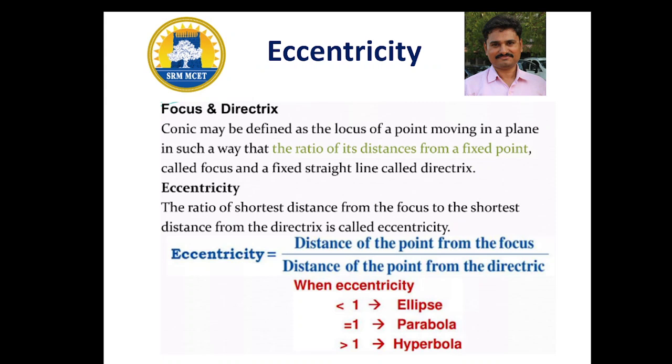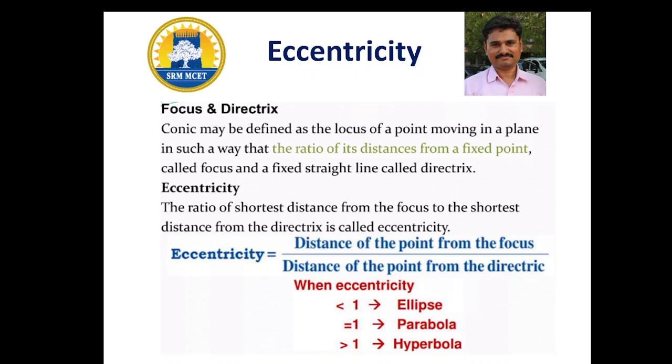So what is eccentricity? Eccentricity is the ratio between the distance of a moving point from the focus and the distance of the moving point from the directrix. If the ratio is less than 1, then we get an ellipse. If it is equal to 1, then we get a parabola. If the eccentricity ratio is greater than 1, then we get the hyperbola curve.